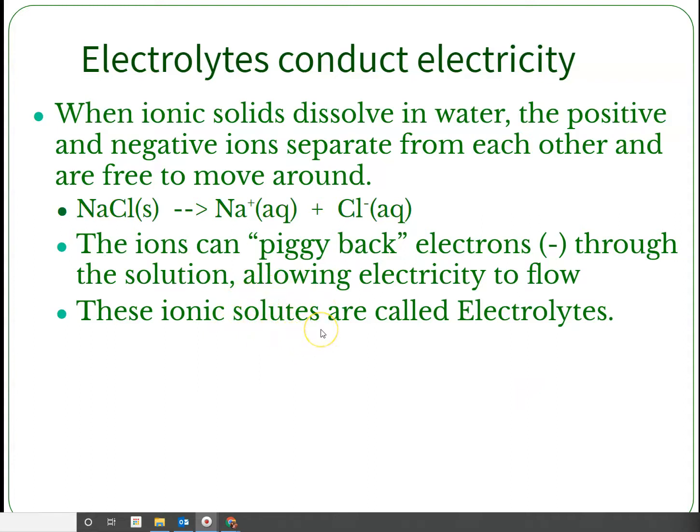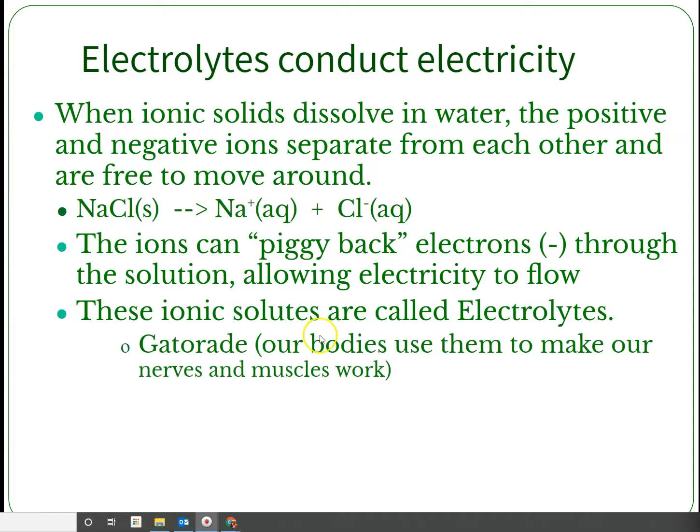These ionic solutes, so once we are dissolved, remember we're called the solute, that's the part that's dissolved in water. These ionic solutes are called electrolytes, and they can be either strong or weak.